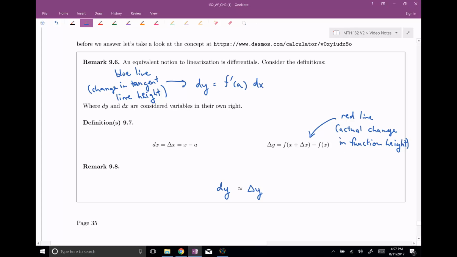So again, these are very similar to linear approximation. Linear approximation is talking about the total height of the function. Differentials is talking about the change in height of a function. But either way, we can use the tangent line to approximate these things.